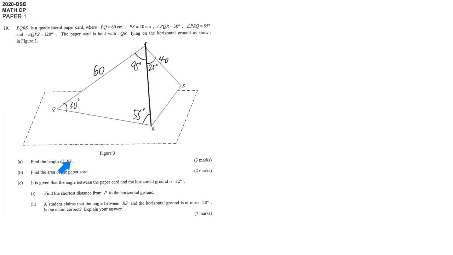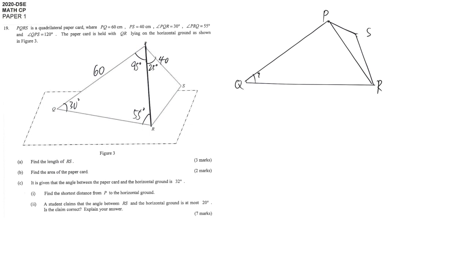Then we are going to find out RS. So RS is on this inclined plane. We better redraw it like this, with points P, S, R, and Q: 30 degrees, 55 degrees, 95 degrees. So in order to get RS, it is in the right-hand side triangle.